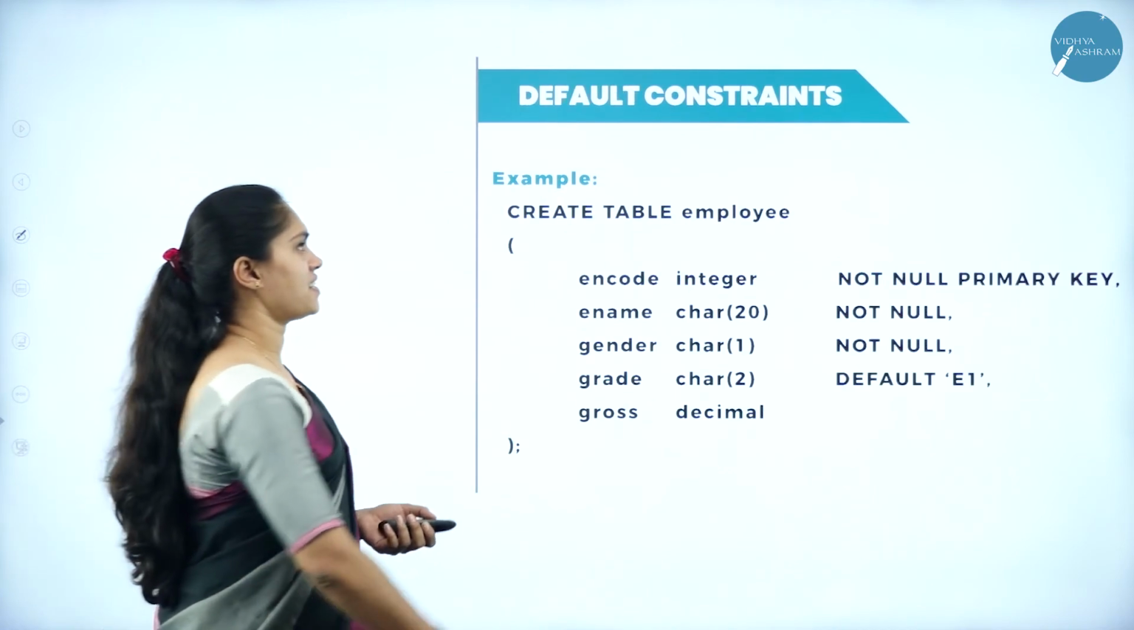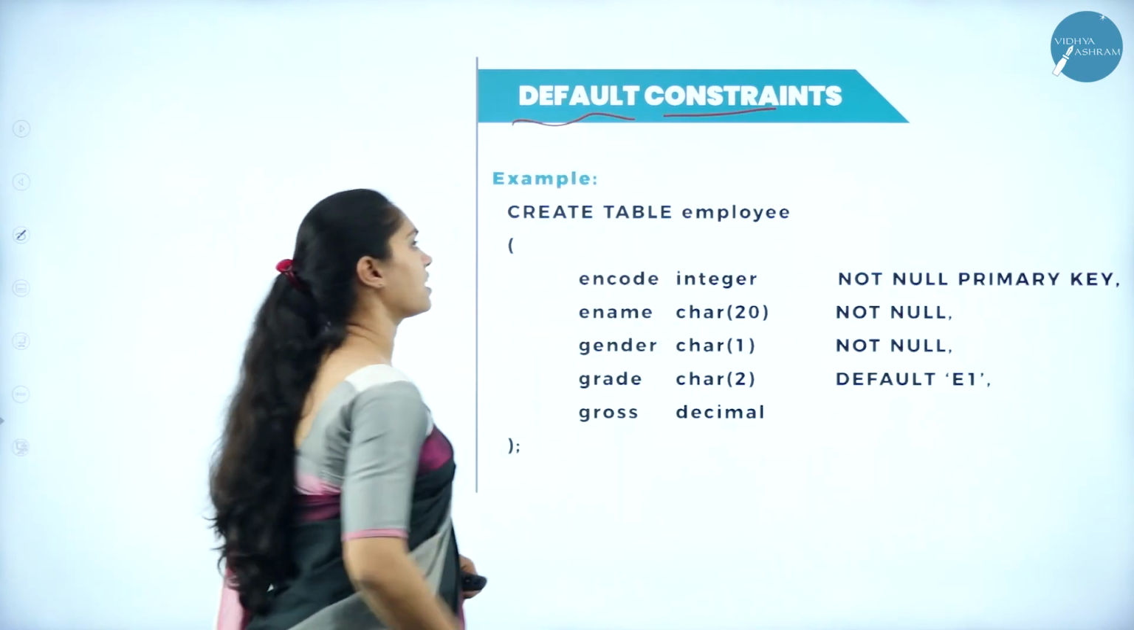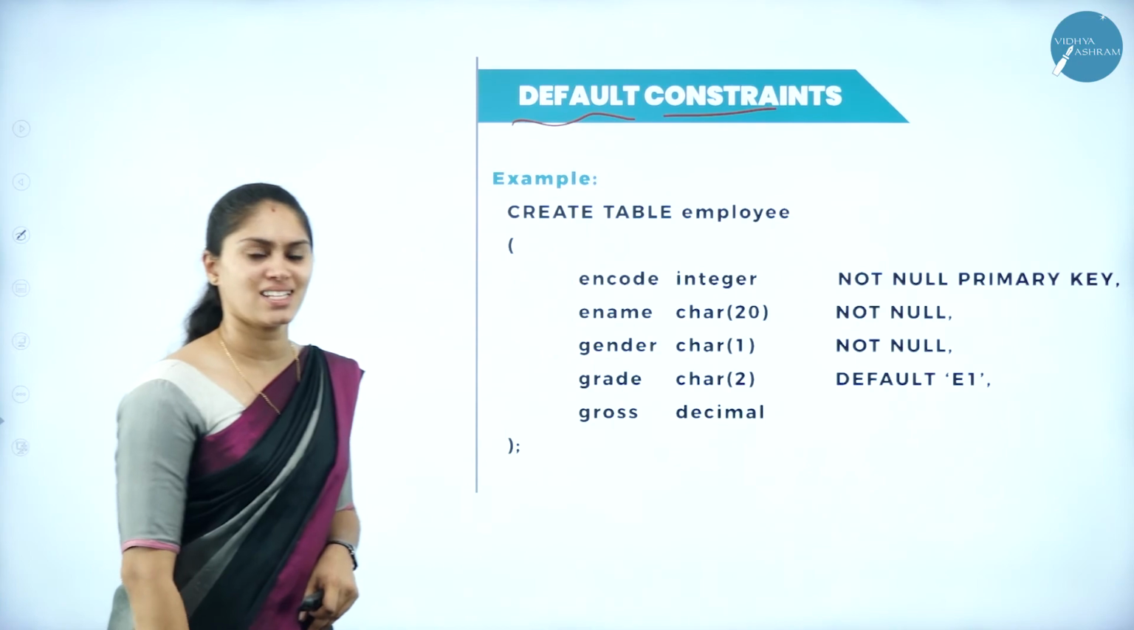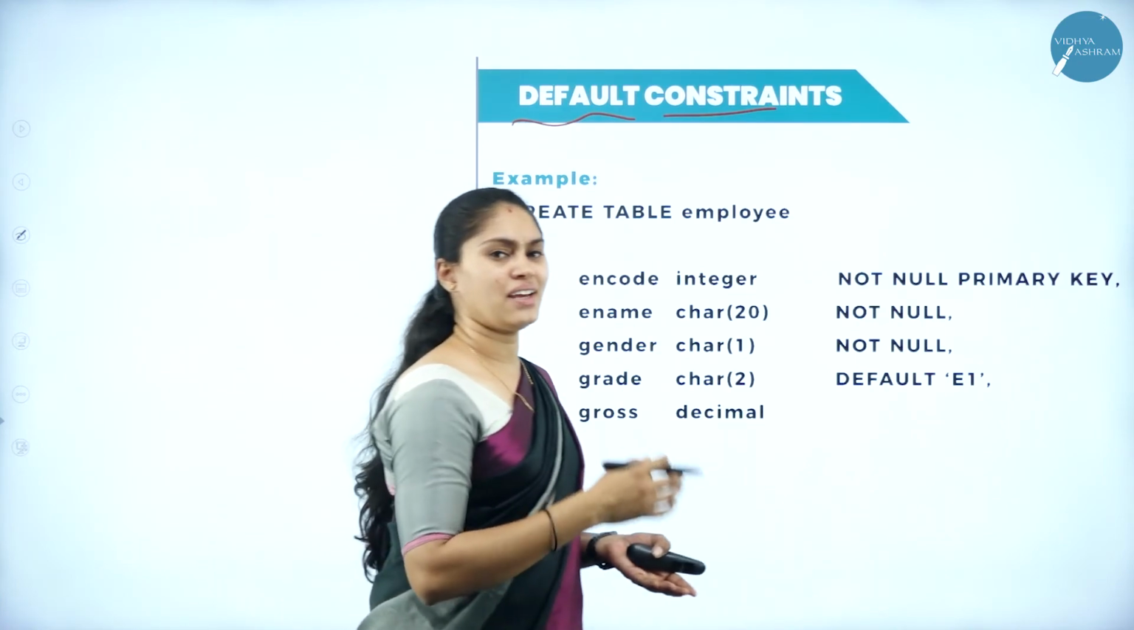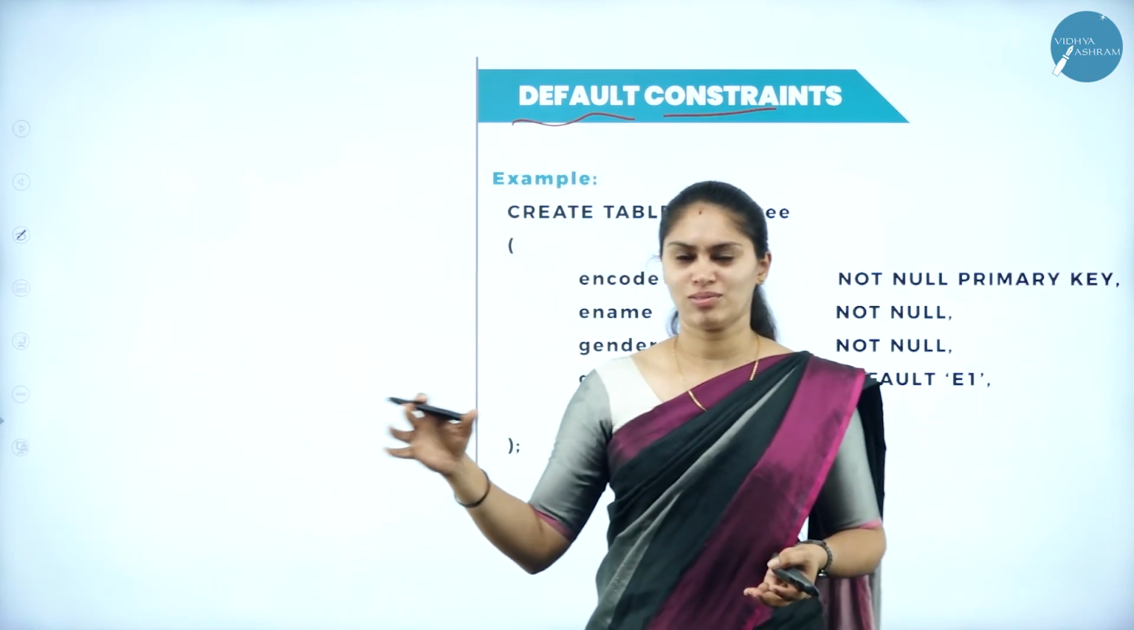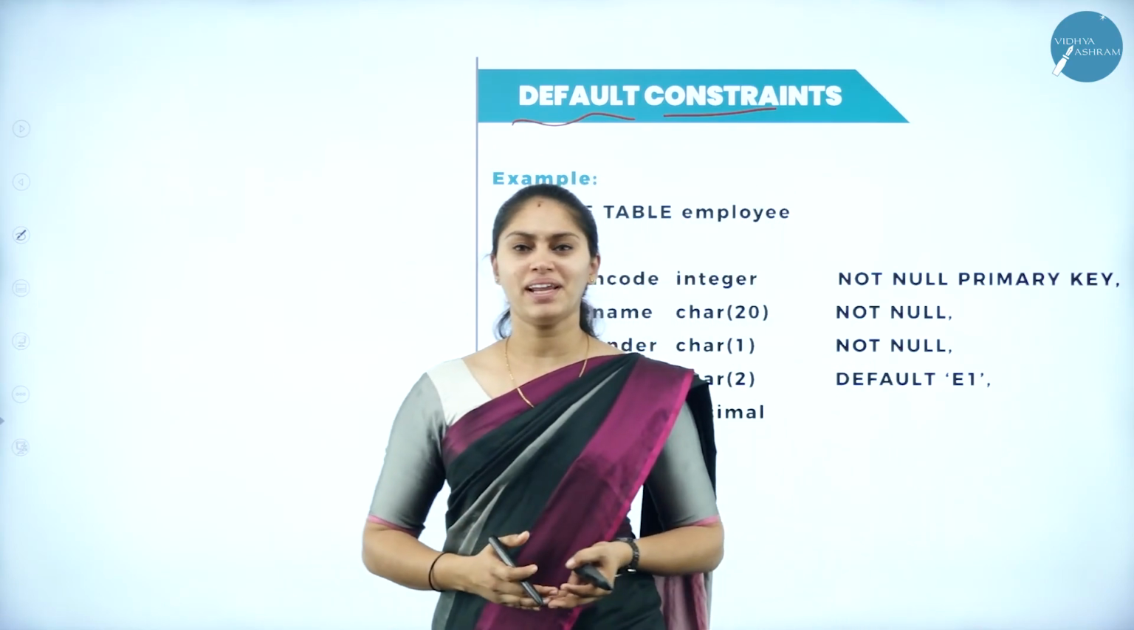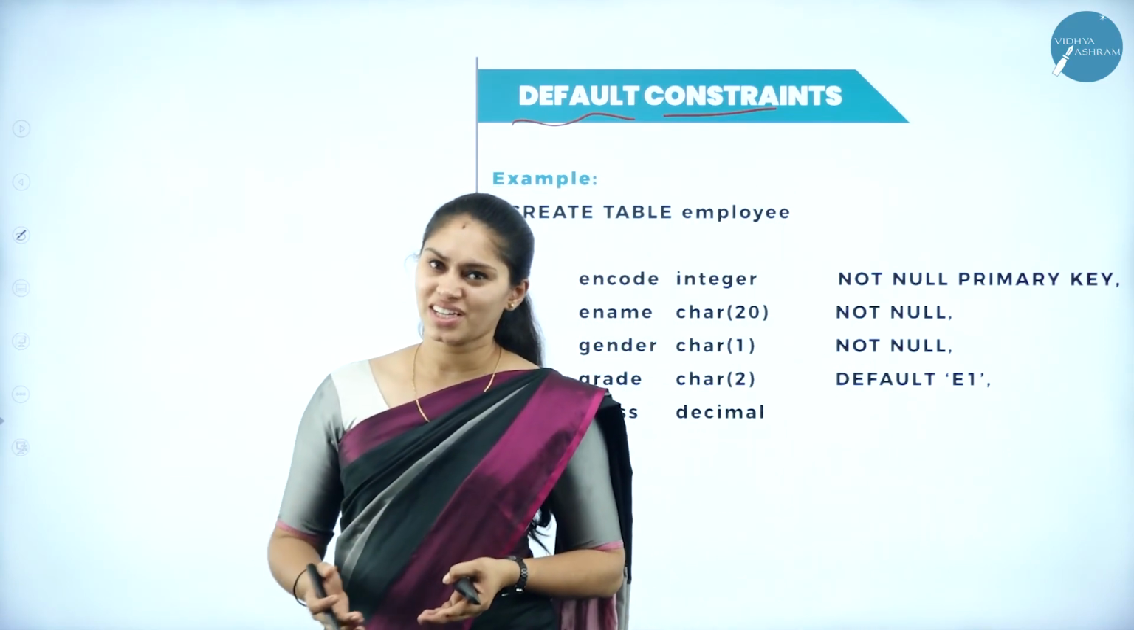We'll see the next constraint, that is the default constraint. What is this default constraint? I don't want it to give any value other than my fixed value. That is what default is. We are simply making it a default. Nobody can change that value.